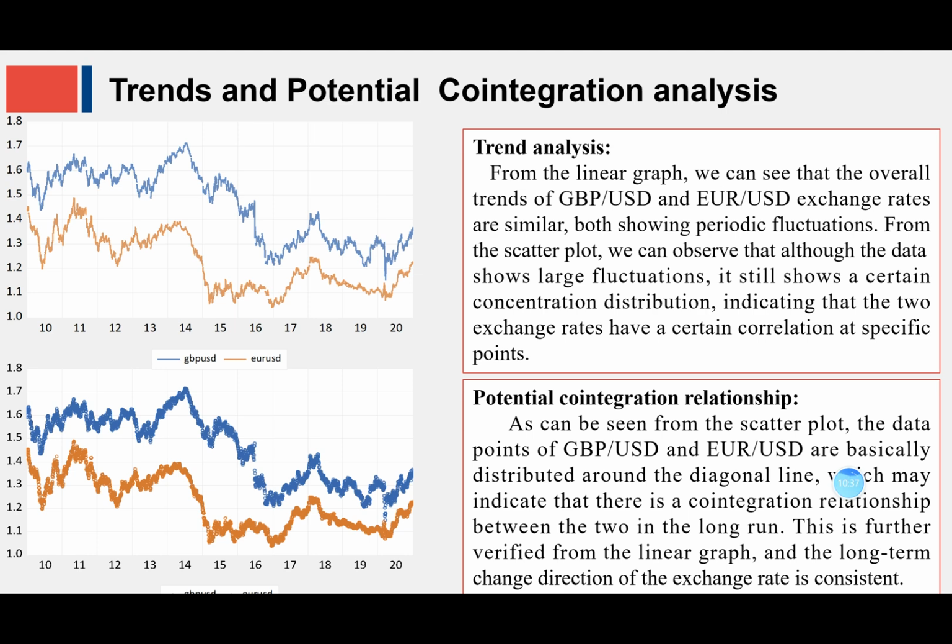As can be seen from the scatter plot, the data points of GBP/USD and the EUR/USD are basically distributed around the diagonal line, which may indicate that there is a cointegration relationship between the two in the long run. This is further verified from the linear graph, and the long-term change direction of the exchange rate is consistent.